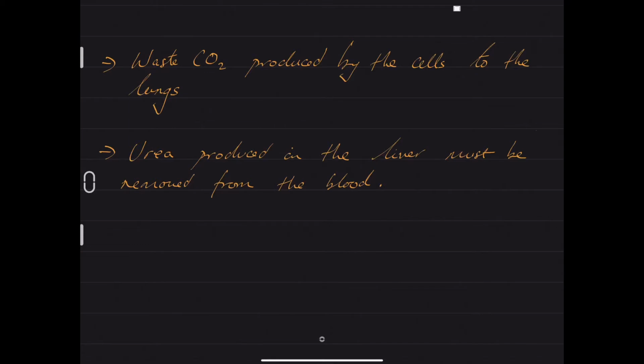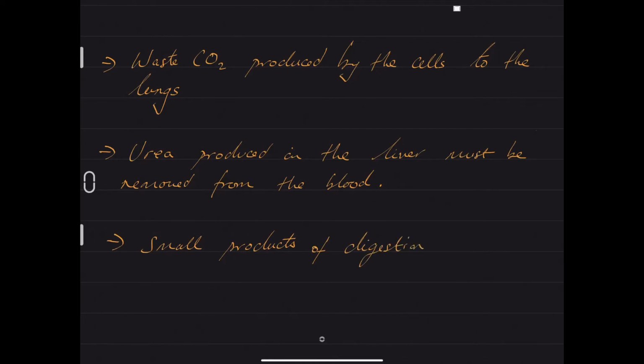Okay, next point. Can you just say small soluble products of digestion pass into the plasma from your small intestine and are transported to the individual cells? So small products of digestion.